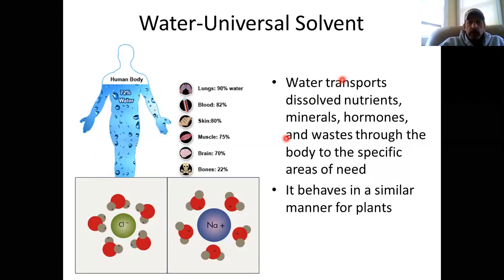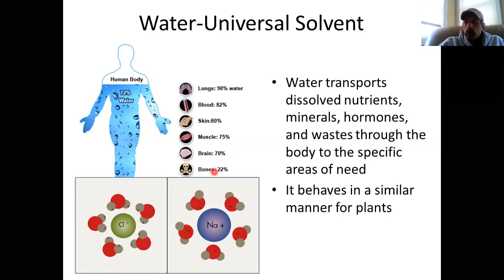Because water is polar, it sticks to other chemicals, specifically chemicals that need to be transported throughout the body or throughout living organisms. Sometimes there are nutrients, minerals, hormones, waste materials. If we're talking about a living being, to get those materials transported through the lungs, the blood, the skin, the muscle, the brain, the bones, we need them to be soluble. And water is sort of the vehicle that transports it around.